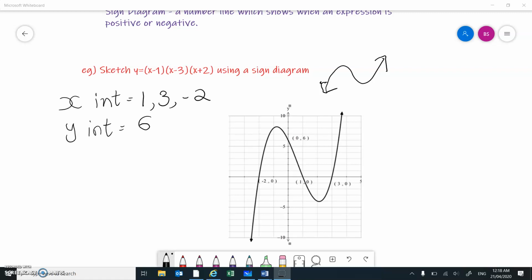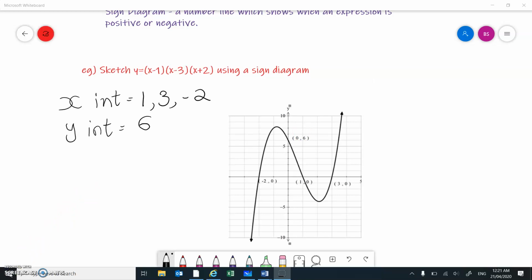But let's say we didn't know that the cubic was in this direction. Say we didn't know that x to the power of 3 gave us, in this case, this shape. We thought it could be the other way as well. How do we test for that? Well, that's when you use a sign diagram.